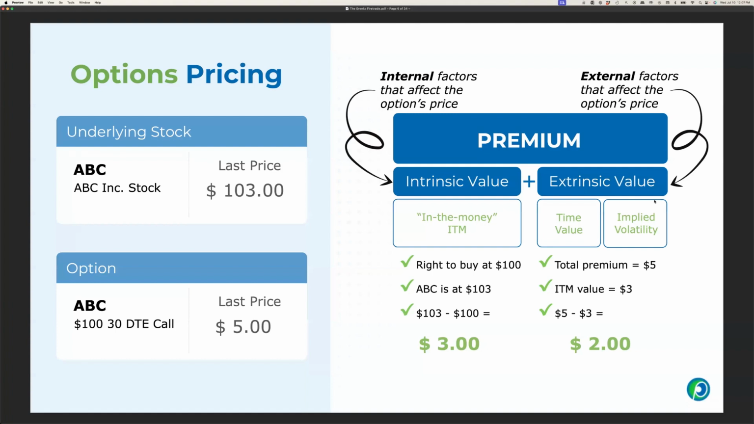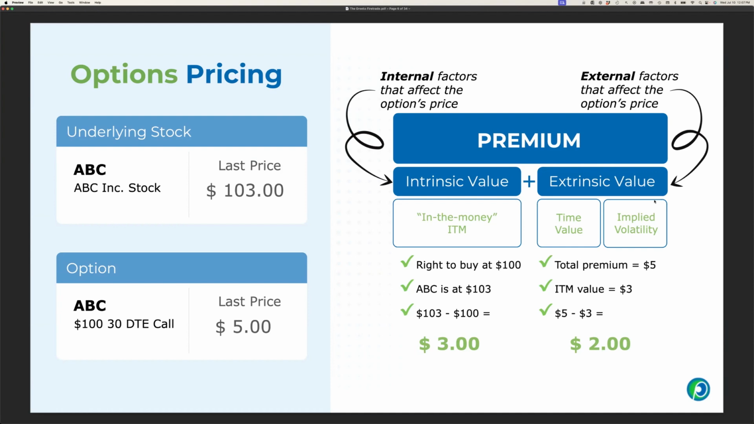And then you have extrinsic value. That's based on how much time is left in the option contract and implied volatility, meaning what is the market's future expected volatility of the underlying stock. The more time there is left, the higher the extrinsic value, and the higher the implied volatility, the higher the extrinsic value. And when you combine those two components together, that is what the current option's price is comprised of.